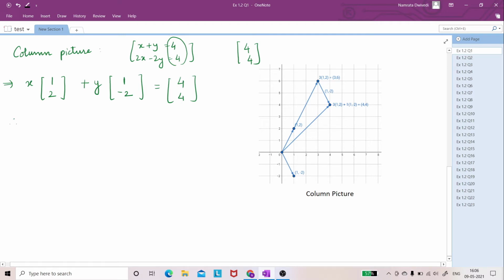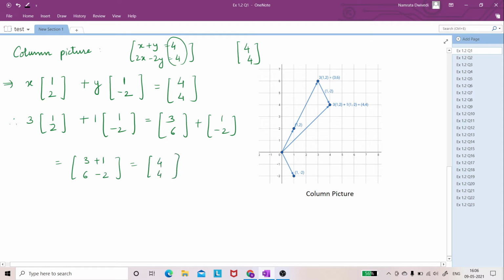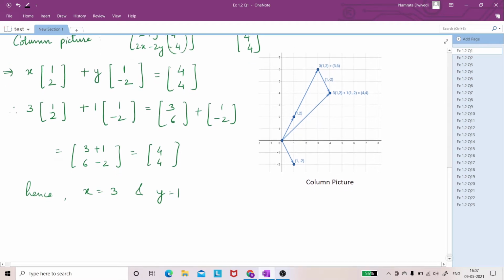Therefore we have to find such x and y which satisfy this equation. That is 3 times (1, 2) plus 1 times (1, minus 2), which if we calculate, will be (3, 6) plus (1, minus 2), which is equal to (3 plus 1, 6 minus 2), which is equal to (4, 4). So hence we get x is equal to 3 and y is equal to 1. So the final answer is the value of x and the value of y. This is the solution of the first question.